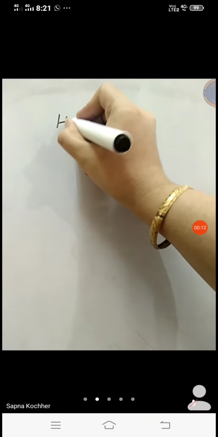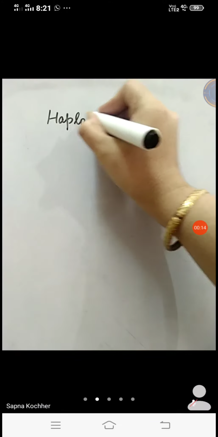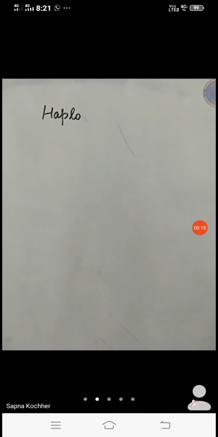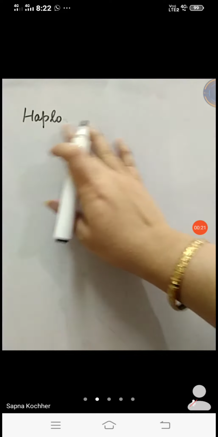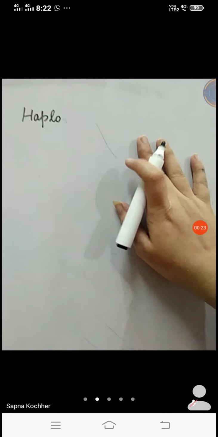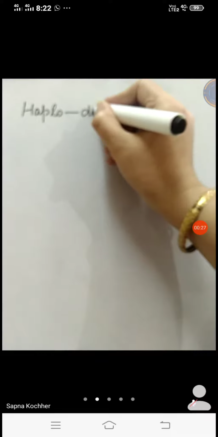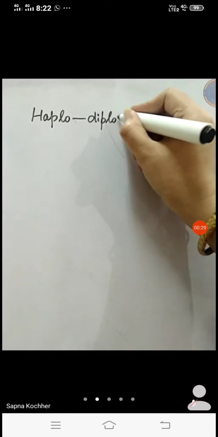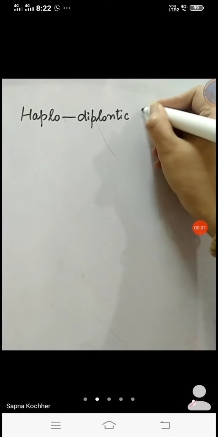With the topic that is haplodiplontic life cycle, which was left on that day. Now, haplodiplontic life cycle. As the name says, haplo means it provides a haploid phase. This is different from the haplontic life cycle we have studied, in which the prominent phase is the haploid phase, right? But here it is also accompanied by a diplontic phase. So this is the haplodiplontic life cycle.